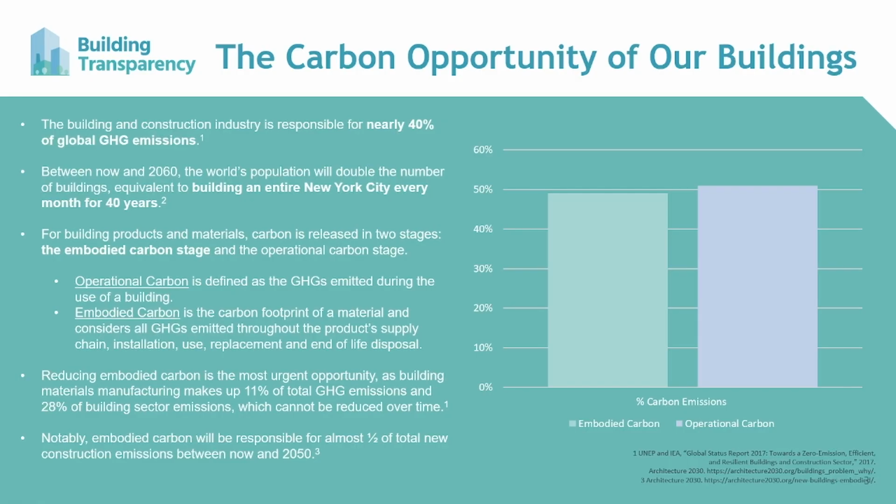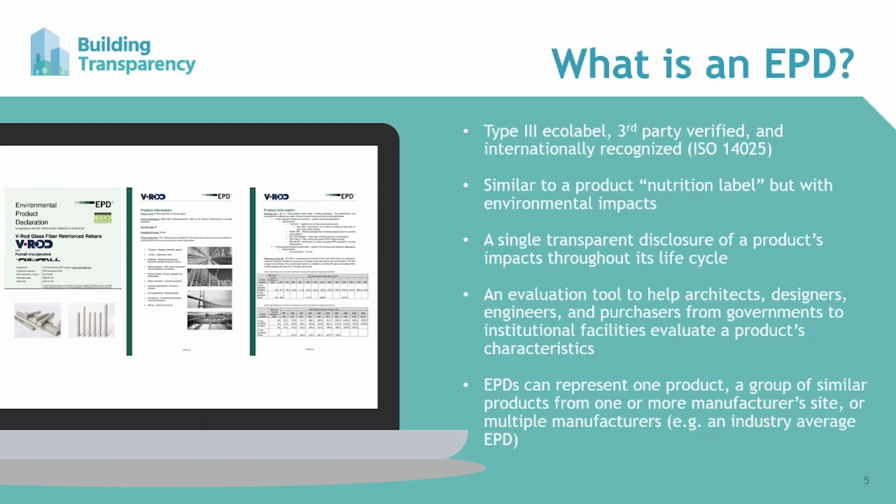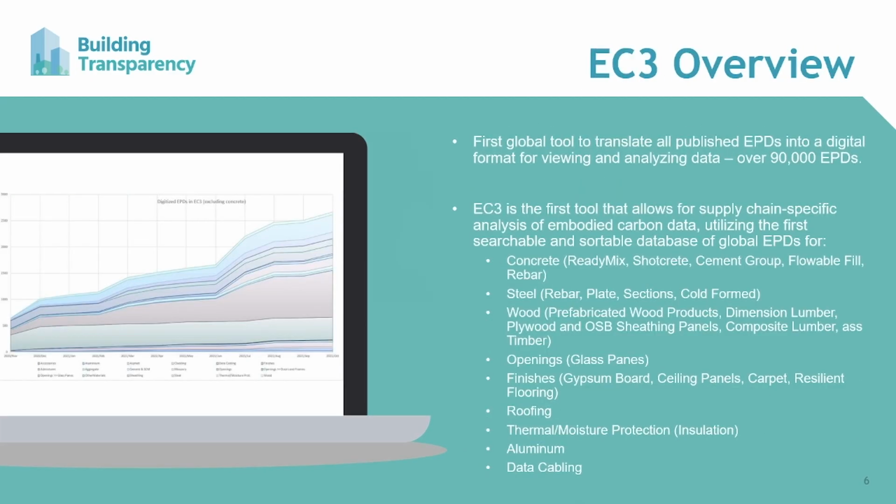To enable better decision-making about these materials and the amount of embodied carbon they represent, that's where EPDs come into play. Environmental product declarations are publicly reported, third-party verified certifications that transparently communicate information on the environmental performance of products, including embodied carbon and other emissions. At its backbone, the EC3 tool is a database of digitized environmental product declarations that can be used to make more informed material selection decisions on the basis of embodied carbon.